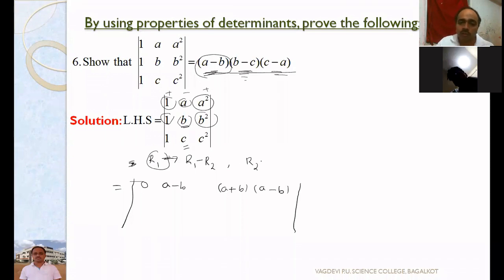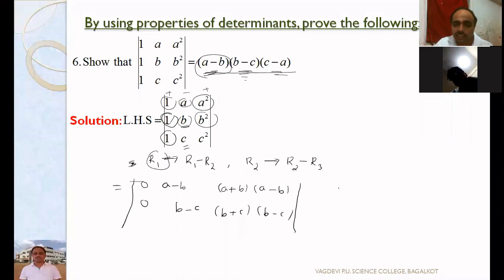Okay. Now R2 changes to R2 minus R3. So what do I get? This is 1, this is also 1. So I get 1 minus 1, 0. Next I get B minus C. Next I get B square minus C square. B square minus C square means B plus C into B minus C. Correct?